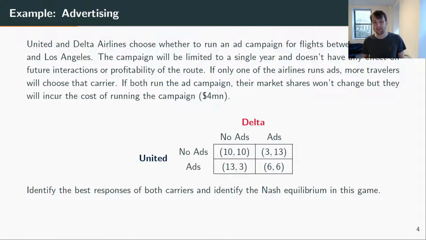So, ad campaigns are a standard canonical example here. In this one, we're going to talk about Delta and United, two of the major airlines. I'm leaving out American here. They were basically deciding whether to run an ad campaign or not. If neither of them runs an ad campaign, they both make $10 million. If Delta runs an ad campaign and United doesn't, they basically get 70% of the revenue that United would otherwise make. They're paying $4 million for the campaign. So it moves the payoffs in a way where now United only gets 3, Delta gets 13.